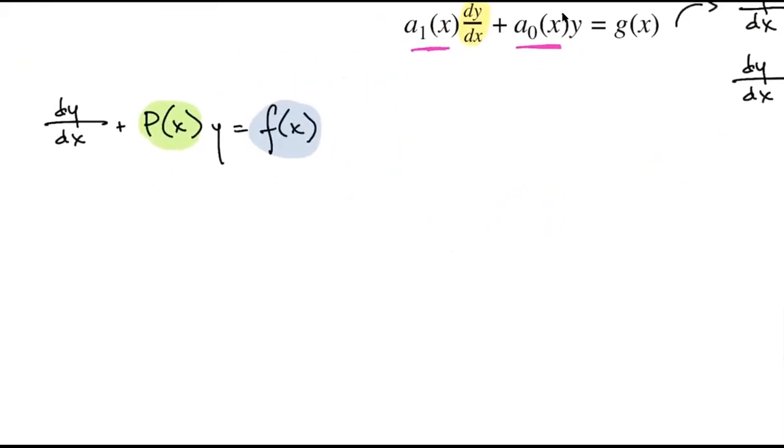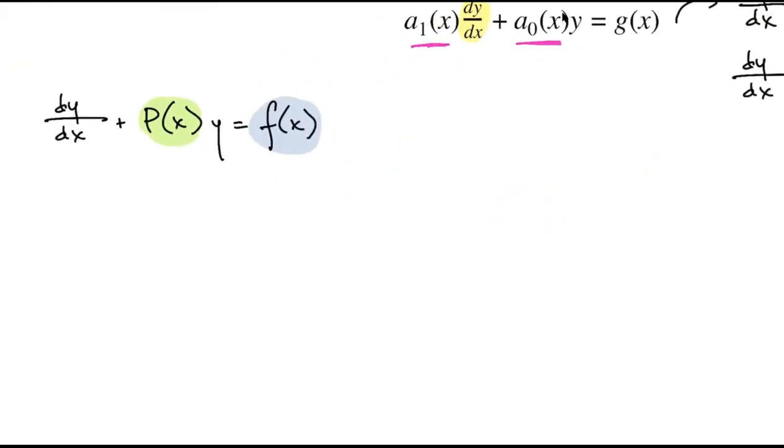All right, so we start our story here. We've got our dy dx plus p of x, y equals f of x. And what we're going to say is, go with me for the next few minutes, that we're going to have some magical function. In fact, it is so magical, let's use the Greek letter mu. Let's call it mu.